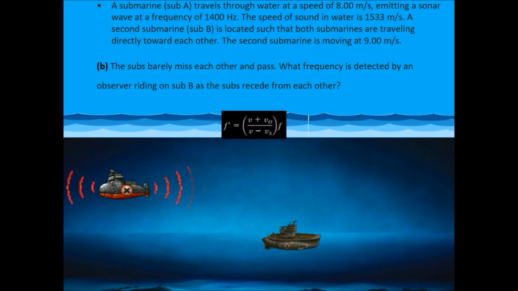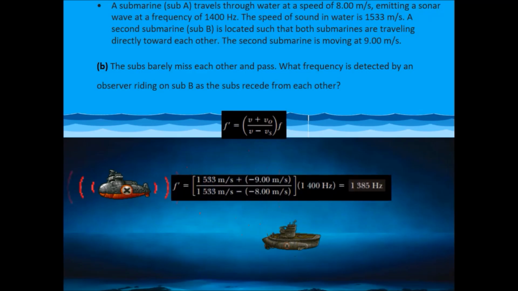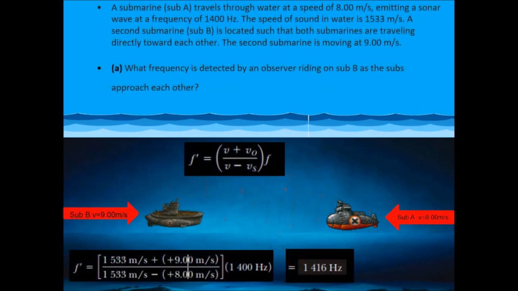Again, let's use the same equation, f prime is equal to v plus v0 over v minus vs times f. Substituting in, we can see now that this will be 1533 plus negative 9, over 1533 minus 8. Here the two are receding from one another. So multiplying by 1400, we'll have 1385 Hertz, compared to our previous answer, of course, of 1416.